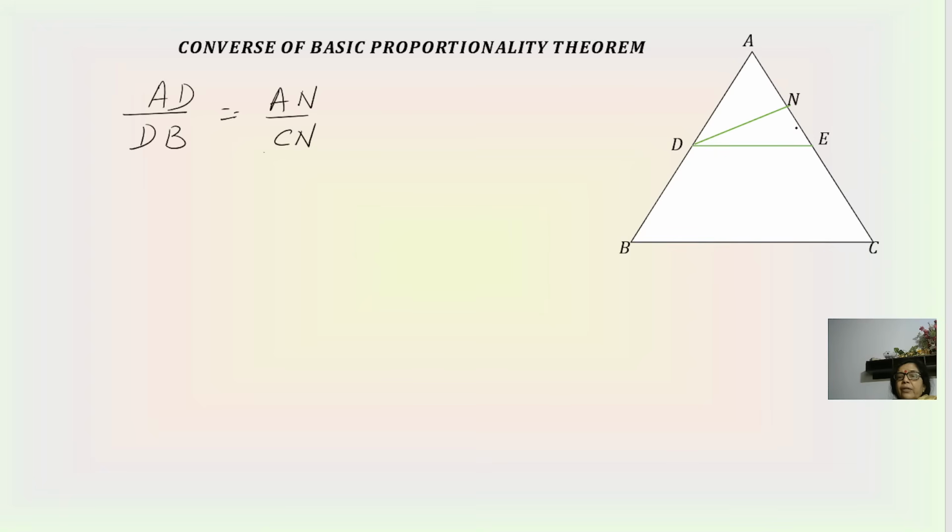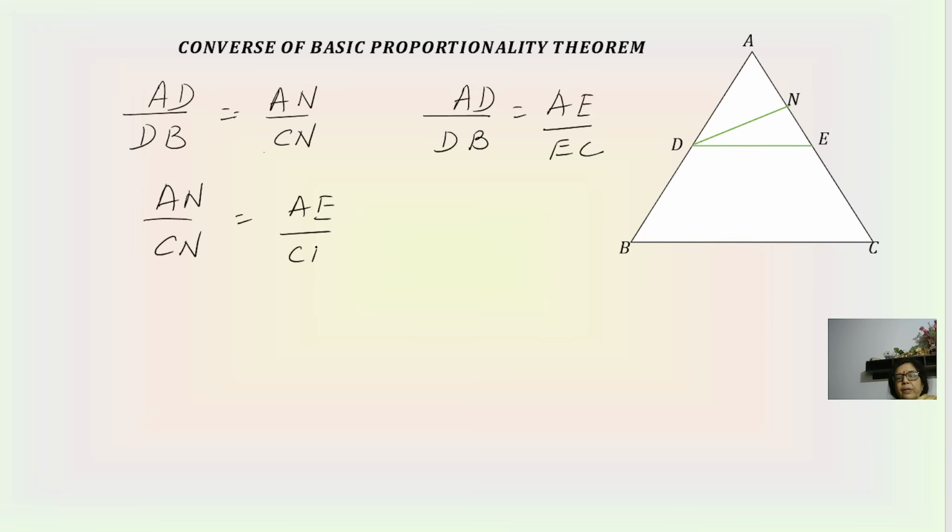That is, if a line is drawn parallel to any side of a triangle, then it divides the other two sides proportionately. But we are already given in this statement that AD by DB is equal to AE by EC. So if you look at these two proportions, the left hand sides are both equal to AD by DB. So we can equate the right hand sides and say AN by NC is equal to AE by EC.